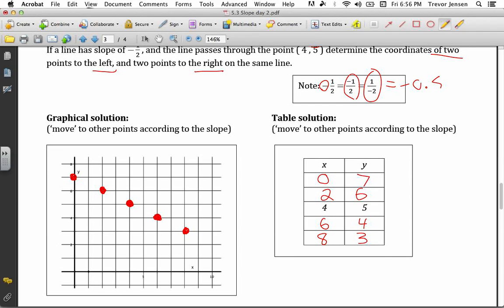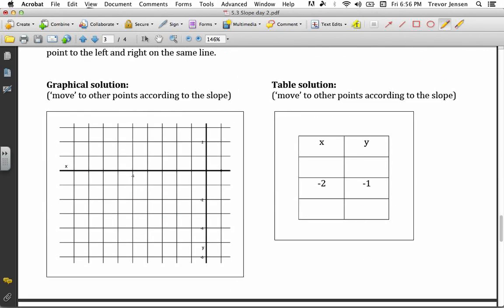Okay, so I've found 2 points to the left, 2 points to the right. And if I connect these points with a straight line, you'll see that in fact, all of these points are on the same line. That's because the slope of negative 1 over 2 and 1 over negative 2 are the same slope. They just give you points to either side of your starting point. So these are all points on the same line, and I've recorded their coordinates in my table of values.